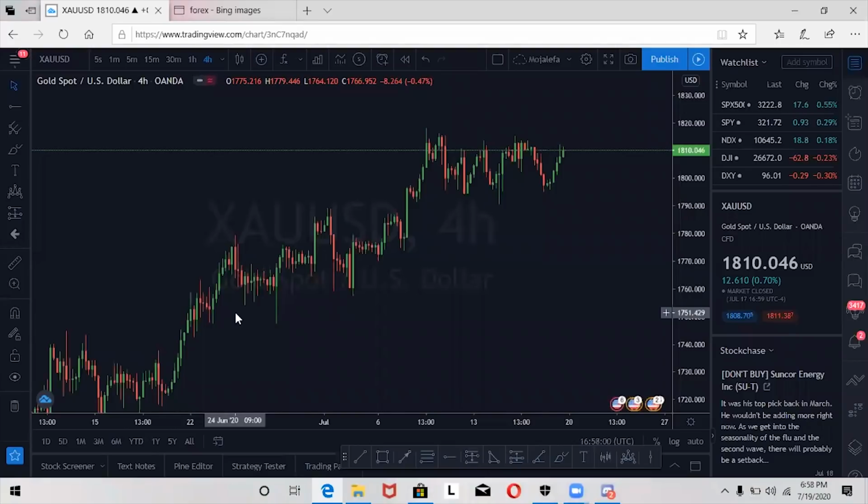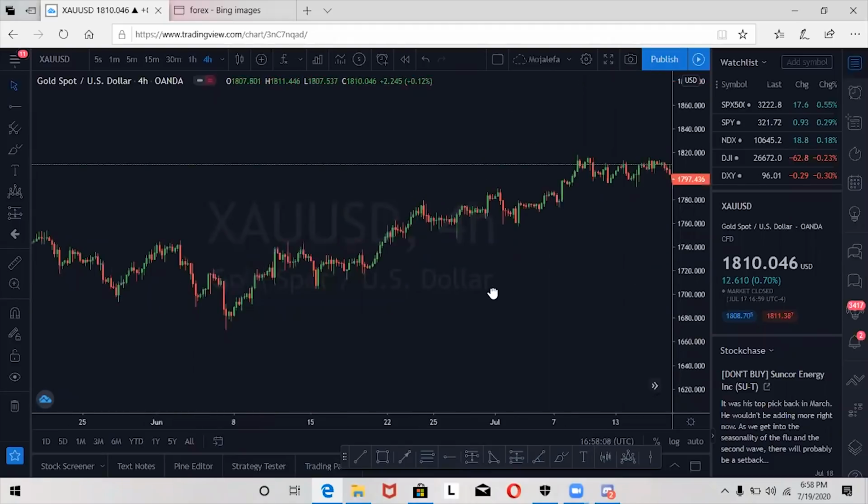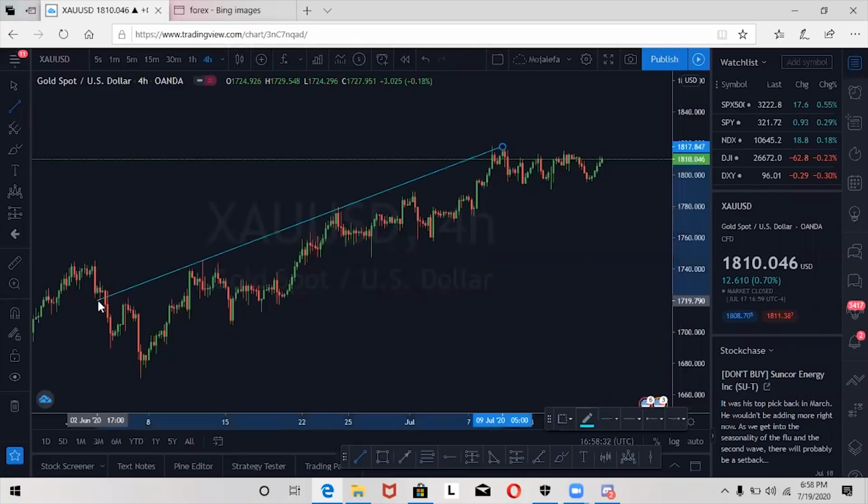Let me show you what I mean. For example, looking at gold, let's just look at the recent movement. On this pair, I just want to use only the trend line strategy, so I can show you what it means when I say the support and resistance don't actually need to be horizontal each time. So I'm just going to put my trend line here and drag it down. It's going to look something like this.